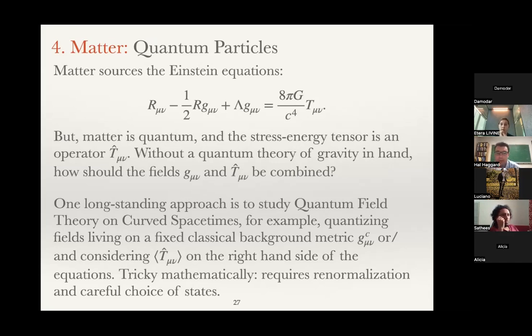QFT on curved spacetimes is tricky mathematically. One of the things you encounter almost immediately is that you need to renormalize the stress energy tensor to make sense of the theory at all. And that also requires that you have careful consideration of your choice of states. So matter is immediately telling us that something special has to happen. Some kind of quantum theory of gravity is necessary here.